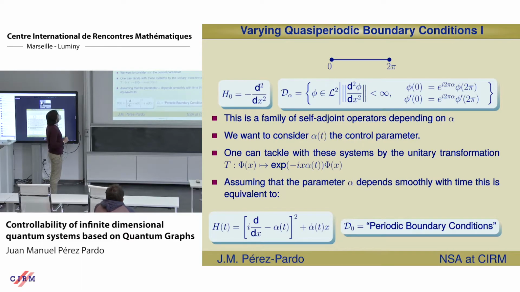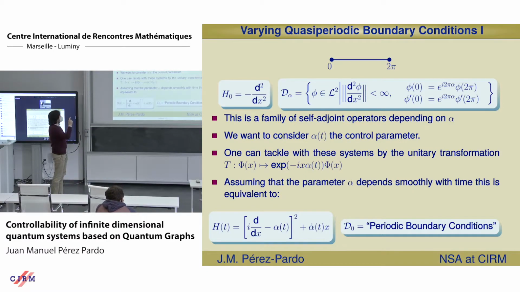Now, how are we going to tackle this? The idea is to use the unitary transformations that I've written there, this capital T. If you see, this is a family of unitary transformations that depend on the parameter T. And what one can prove is that the Hamiltonian written there is unitary equivalent to the one written below, which is the magnetic Laplacian.